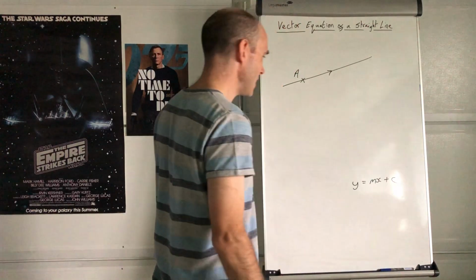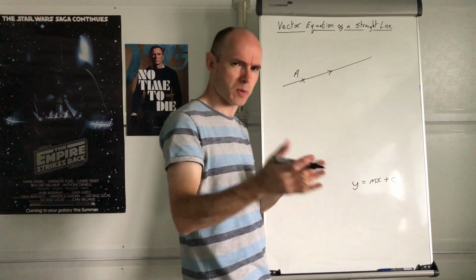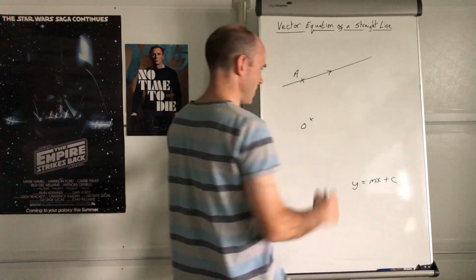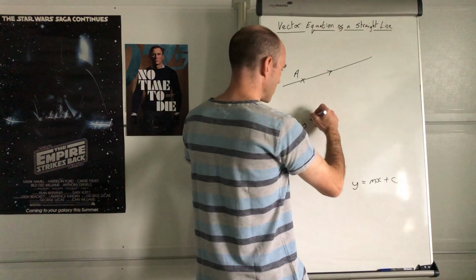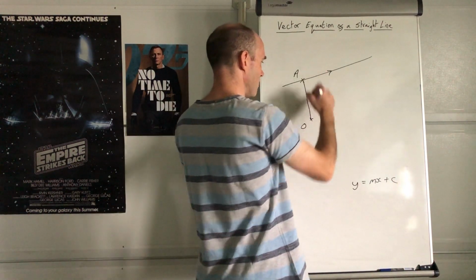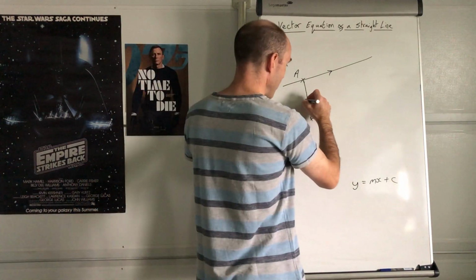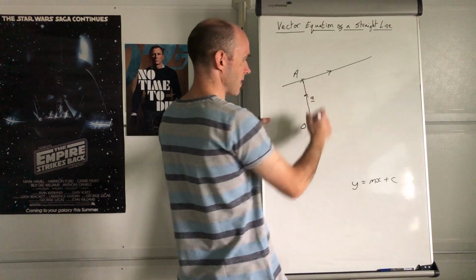Now, suppose this line does not go through the origin. That's a simple case. So suppose the origin is somewhere there. Now, how do we get to a point on the line? We need to know how to get from point O to point A, don't we? I'm going to call that vector a. So from O to A, that's just vector a.